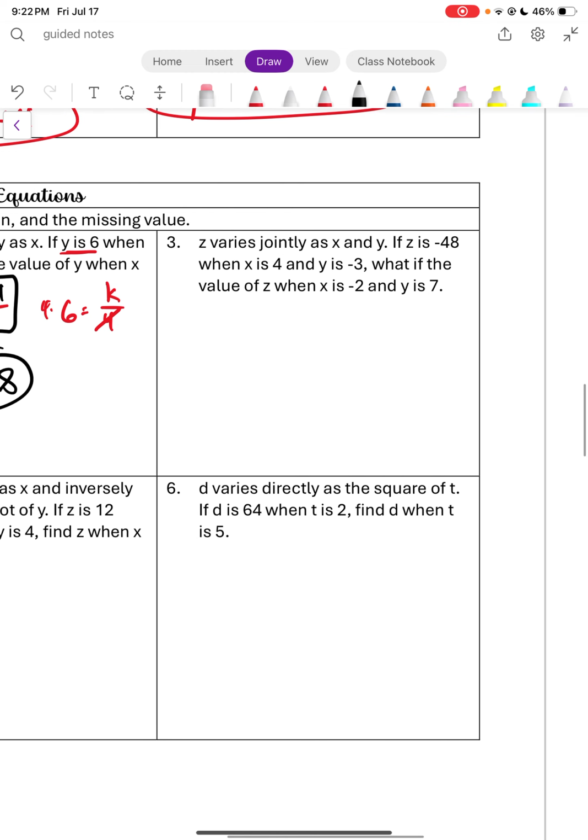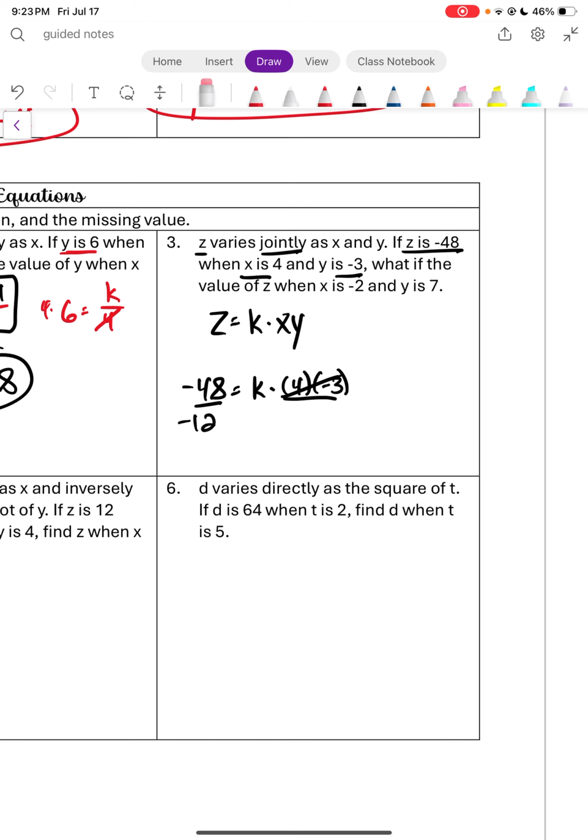That's it. Joint variations, same thing as direct variations, except you're going to have more than two variables. Z varies jointly, meaning that all together, as with x and y. So it's a direct variation with multiple variables. Then they're going to give you a scenario. Z is negative 48. We don't know the constant. That's what we're looking for. When x is 4 and y is negative 3. When you multiply that, that gives you negative 12. We're going to divide by that to find your constant, and that gives you a constant of variation of 4.